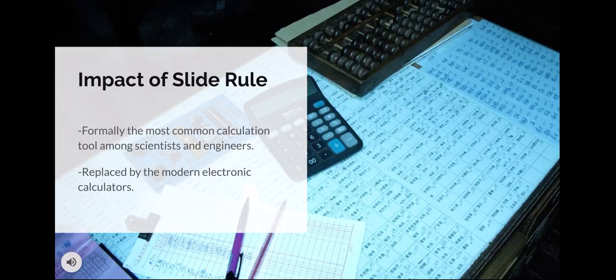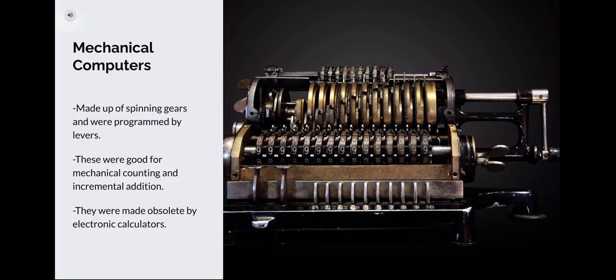So mechanical computers are similar to abaci and slide rules because they do compute mechanical calculations without any electricity. These were mainly good for mechanical counting. In addition, you can kind of attribute that to how they work. The interior is filled with clockwork-like gears that, per cycle or per full rotation, will incrementally add 1 unit to the sum. And these were also made obsolete by electronic calculators. No surprise.